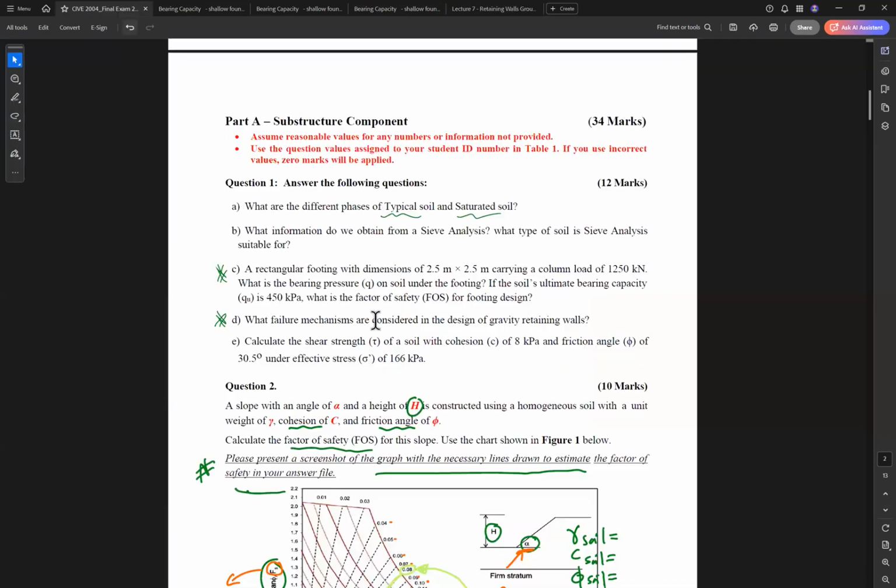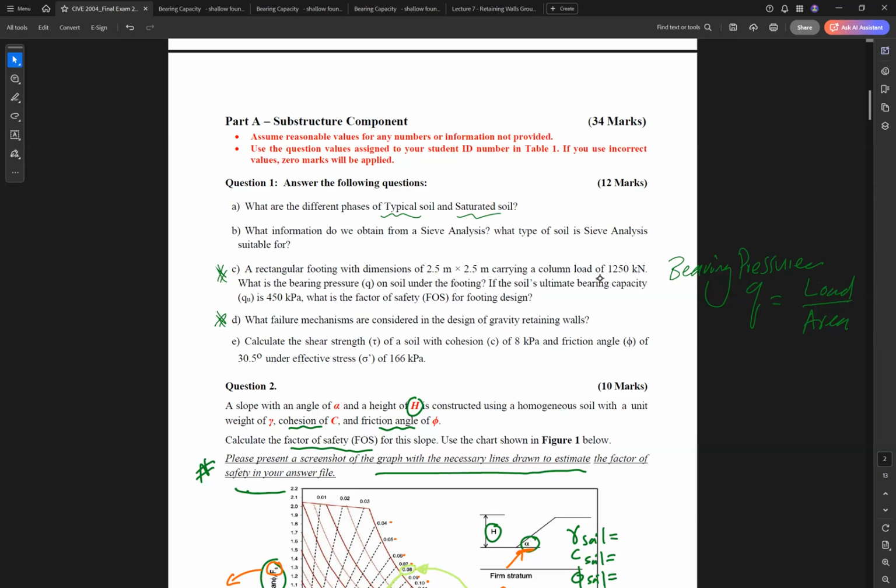Three mechanisms. Yep. What was the second question? Second question, rectangular footing dimension. So if you have a column load, what is the bearing pressure? The bearing pressure, or Q, equals what? The load divided by the footing area. If the soil ultimate bearing capacity is 450 kPa, what is the factor of safety?